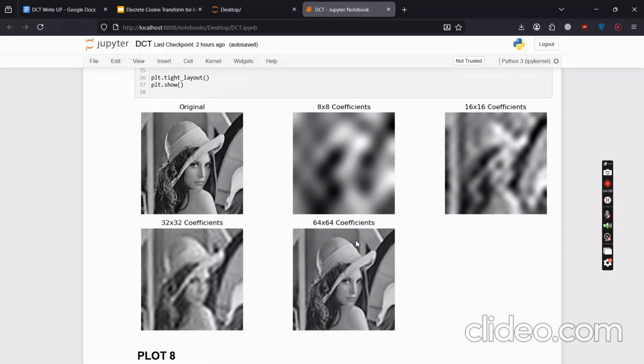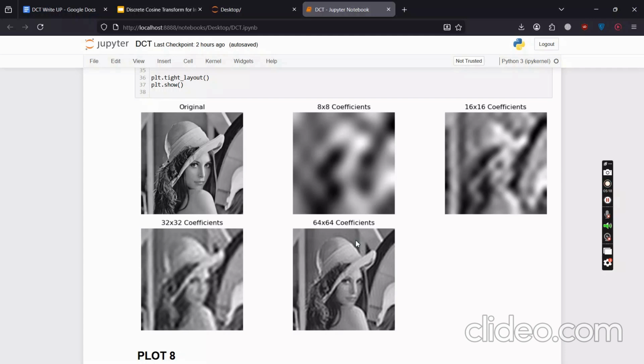Here we progressively reconstruct the image using only the top left DCT coefficients, which represent the low frequency components. In each step, we keep only a small block of coefficients and set the rest to 0 before applying the inverse DCT. Here, when we use only 8 by 8 coefficients, the image looks blurry, but still recognizable. As we increase to 16 by 16, 32 by 32, and 64 by 64, more details start appearing and the image gradually approaches the original.